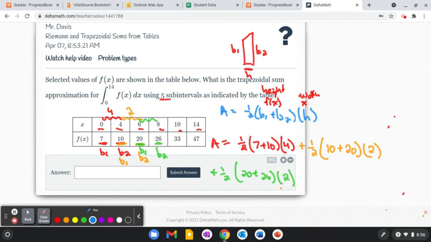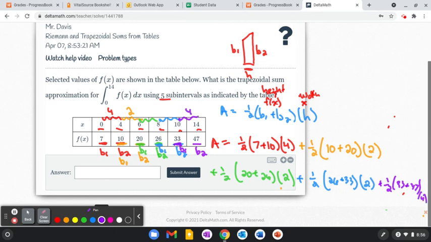plus, just keep this pattern, 1/2 times our B1, which is now 26. Our B2 is 33, times our height, 8 to 10 is 2. And then the last one, plus 1/2 times our B1, which is now 33, and our B2 is 47, times our height of 14 minus 10, which is 4.